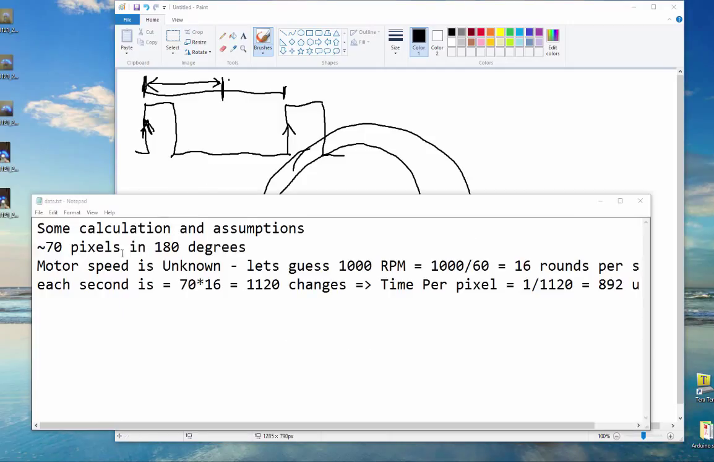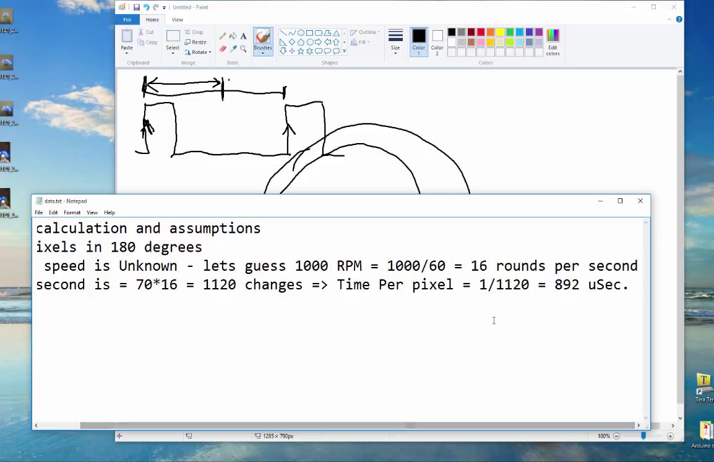So I did some calculation and I will explain. We have about 70 pixels in 180 degrees. The motor speed is unknown, but I guess this kind of DC motor is about 1000 RPM, though this doesn't really matter. But let's see what it means. If it is doing 1000 RPM, that means we have 16 rounds per second, and since we have 70 pixels, we have to do 1120 changes per pixel. So actually the period should be 822 microseconds, something like this.